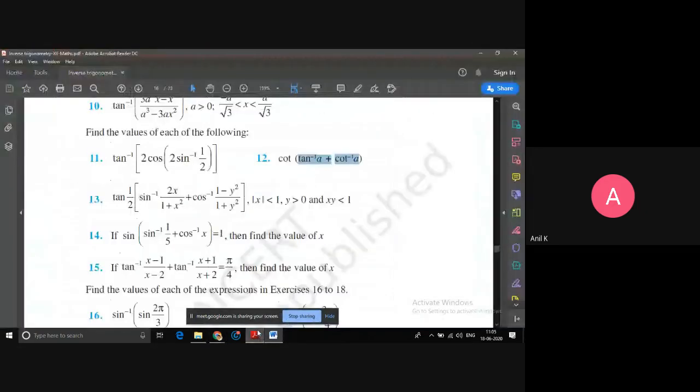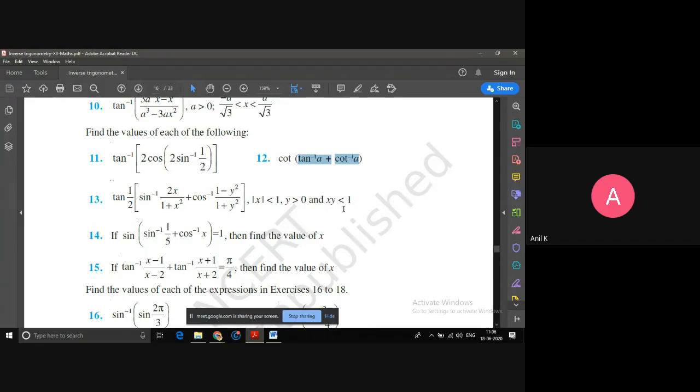Okay, so because the outside is a cot term, each and every term inside the bracket I have to convert into cot inverse. So how do I convert every term into cot inverse? We already discussed the formulas. Tan inverse A equals, which should be cot inverse 1 by A.